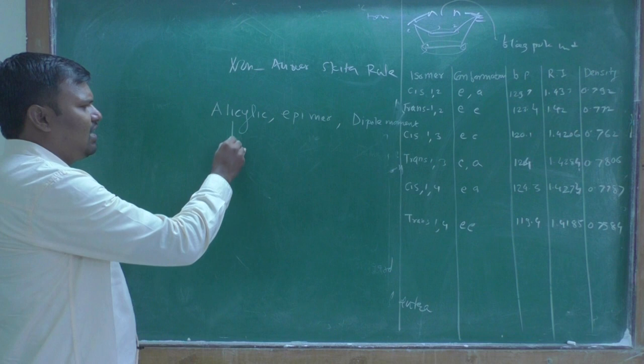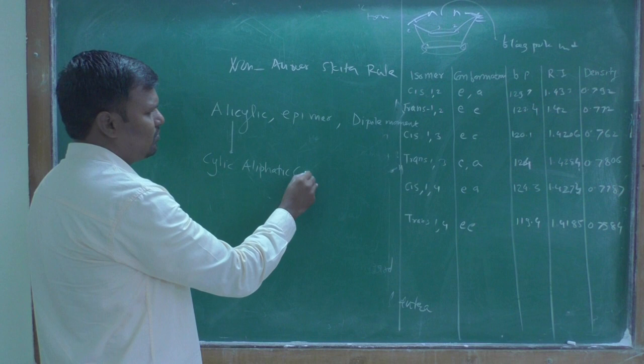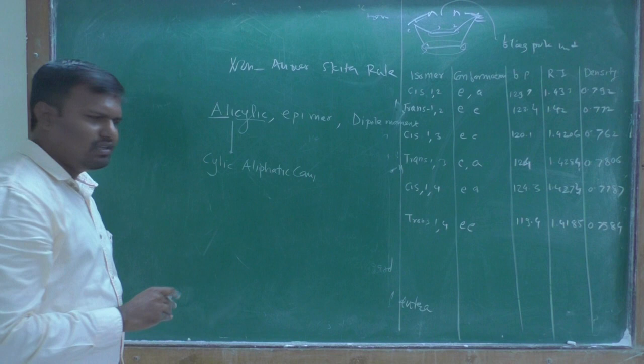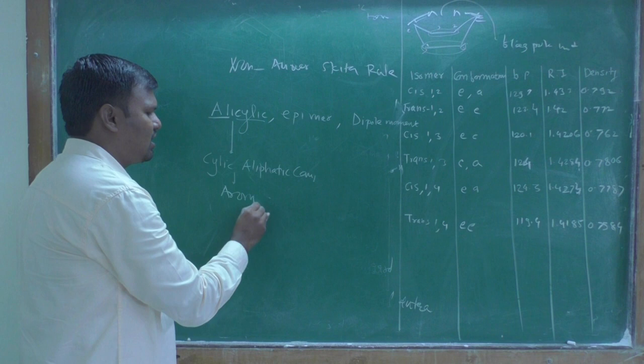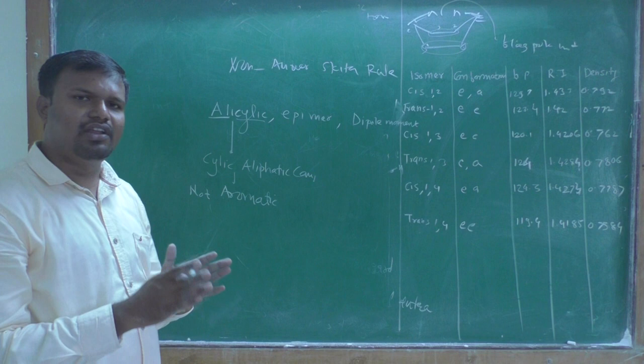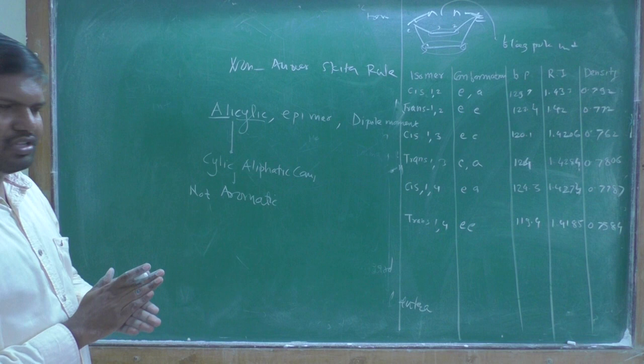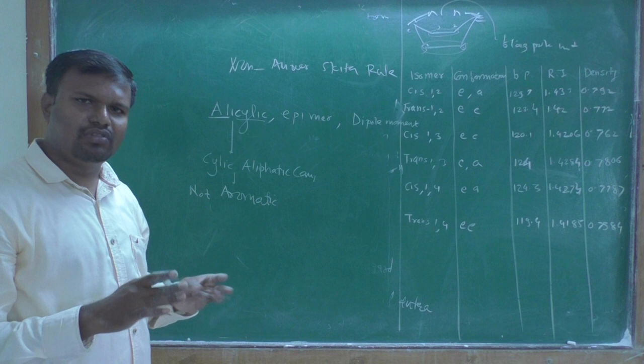First, alicyclic means a cyclic aliphatic compound. Ali stands for aliphatic and cyclic for cyclic aliphatic compounds, which are not aromatic. These compounds are not aromatic. It is cyclic but aliphatic. Aromatic compounds have alternate double bonds, but in aliphatic compounds there are no alternate double bonds. Maybe one double bond is found in cyclic aliphatic compounds, but not more than this. Remember, alicyclic compound means cyclic aliphatic compound.